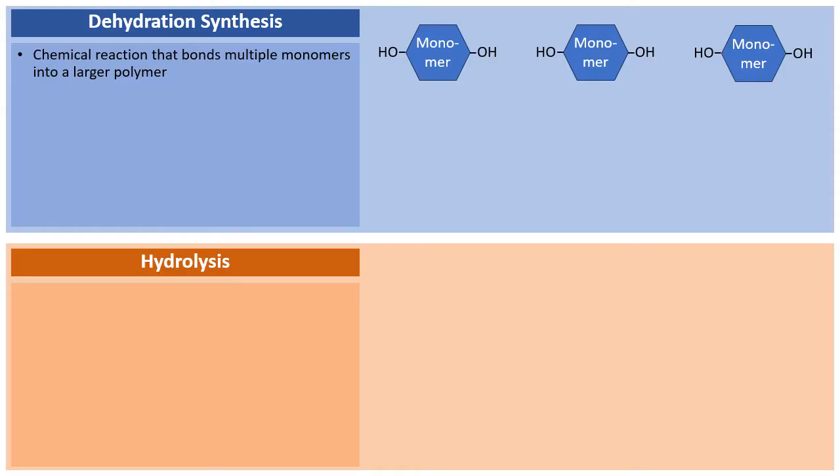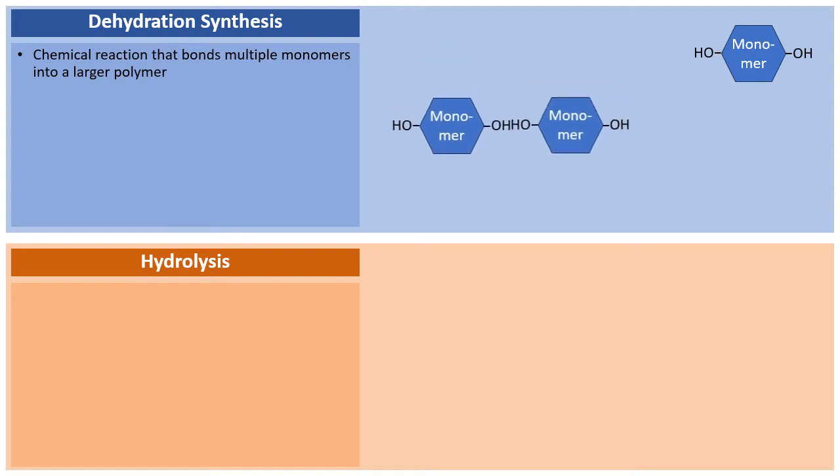It's a chemical reaction that's going to bond multiple monomers into a single larger polymer. Monomers are just building blocks, small carbon organic building blocks. And in my animation, I've got three hexagons labeled the word monomer.